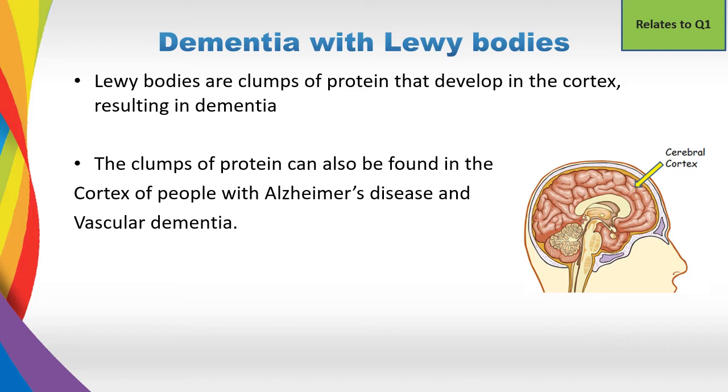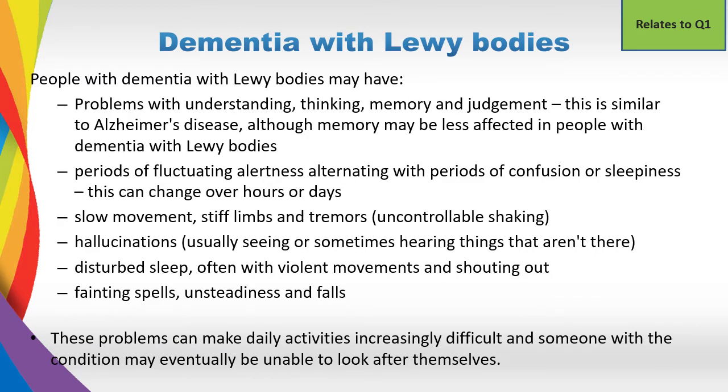Let's look at Lewy bodies. Lewy bodies are clumps of protein that develop in the cortex, resulting in dementia. The clumps of protein can also be found in the cortex of people with Alzheimer's disease and vascular dementia. People with dementia with Lewy bodies may have problems with understanding, thinking, memory, judgment, and this is similar to Alzheimer's disease, although memory may be less affected with people with Lewy bodies. So concentrate on the understanding, thinking and judgment there.